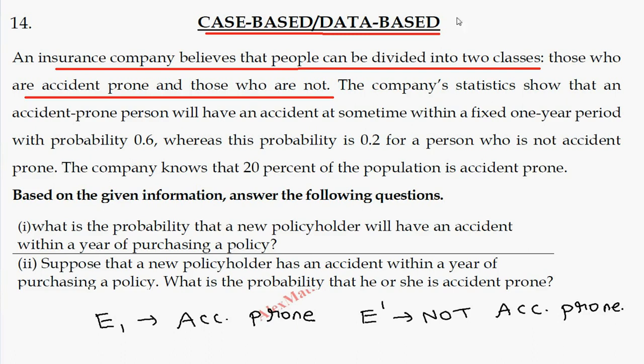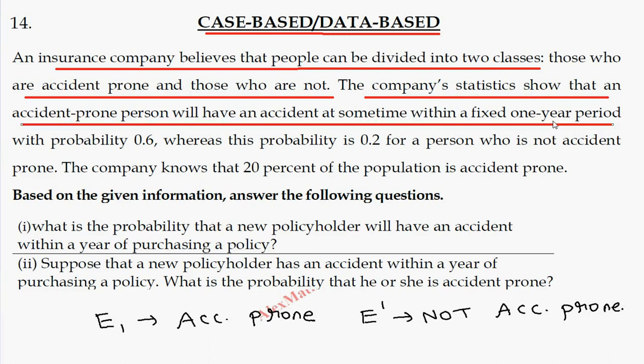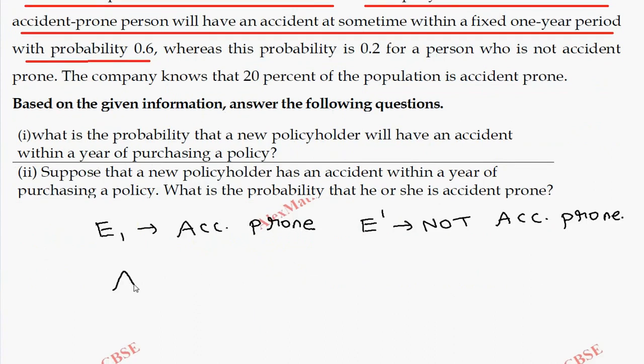Then further reading the question, the company statistics shows that an accident prone person will have an accident at some time within a fixed 1 year period with a probability 0.6. Let's take the accident as A. So after naming all this, there is an accident prone person, so we have to write this in the denominator, and the probability that the person will have an accident is 0.6. So A we have to write here, and this value is 0.6.